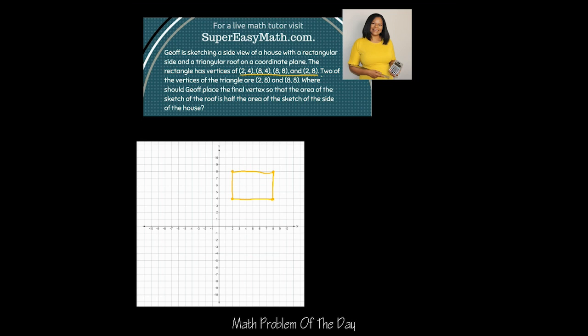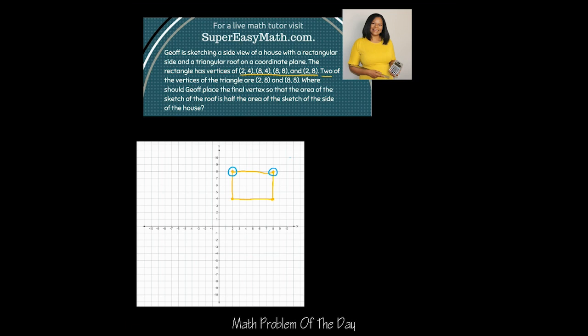Now the next sentence of the problem says two of the vertices of the triangle are (2, 8) and (8, 8). So they're referring to those 2 points. Then the problem goes on to ask, where should Jeff place the final vertex so that the area of the sketch of the roof is half the area of the sketch of the side of the house? So basically, we're looking for one more point that's going to make the top point of our roof, but we need to know where exactly. Is it going to be lower down? Is it going to be higher up? Where is this point going to be?